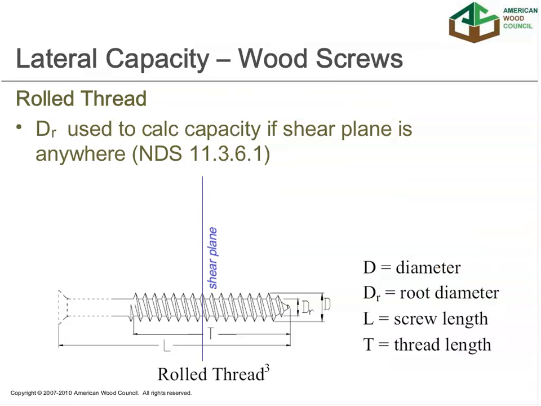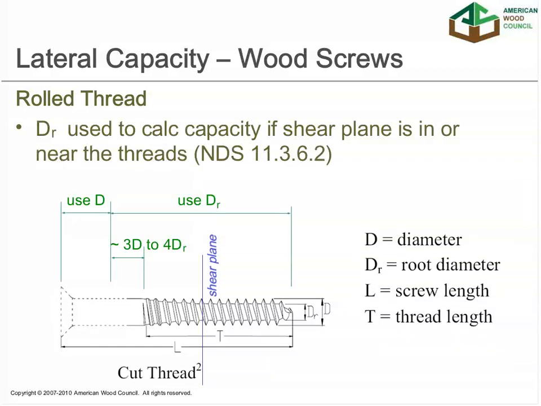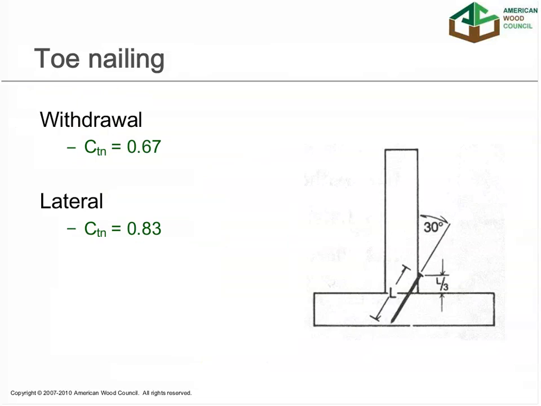And these next 2 slides just show where the wood screw rolled threads versus cut threads vary, and how that root diameter then is used in the calculation process. One other adjustment factor that is pretty critical in the design process, if any toenail connections are used, there's a 1/3 reduction for toenails that are in withdrawal, and a 1/6 reduction in capacity for toenails in the lateral direction.